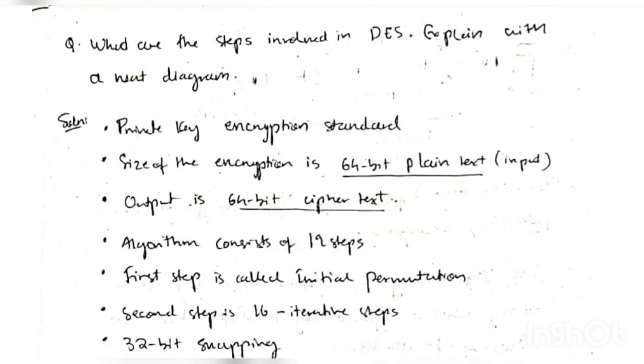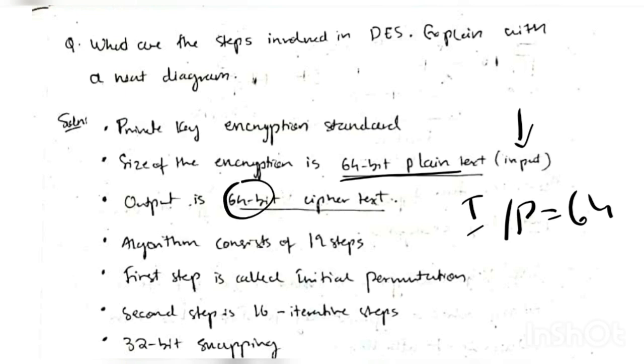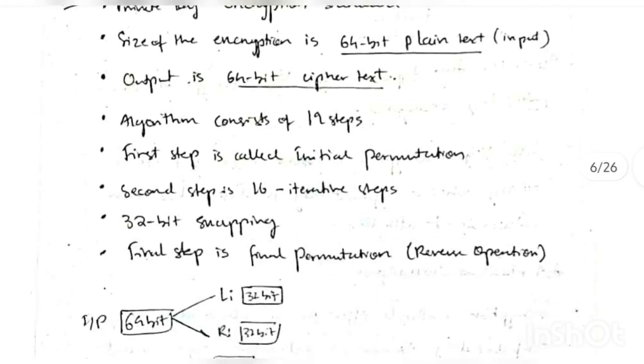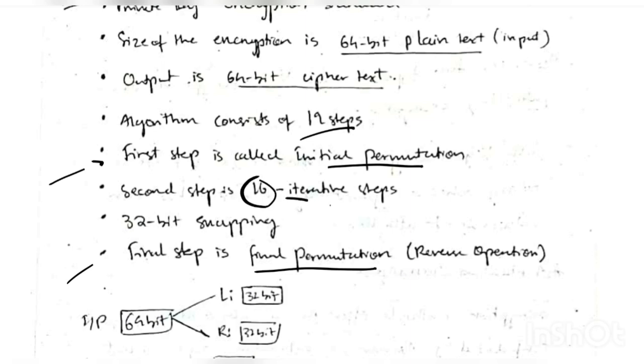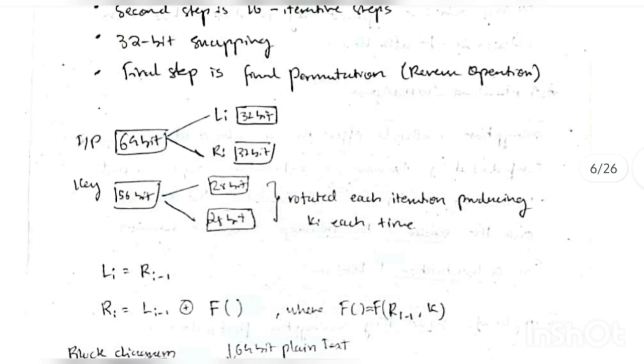It has a 64-bit input, and the output is also a 64-bit ciphertext, that means the encrypted one. It contains 19 steps. The first is the initial permutation, and the last is the final permutation. In between we have 16 iterative steps and one 32-bit swap. This is the diagram you have to make.